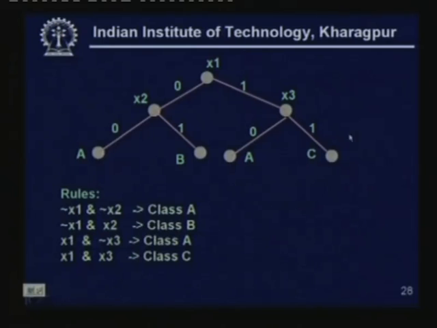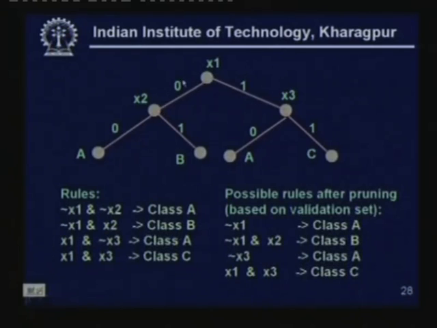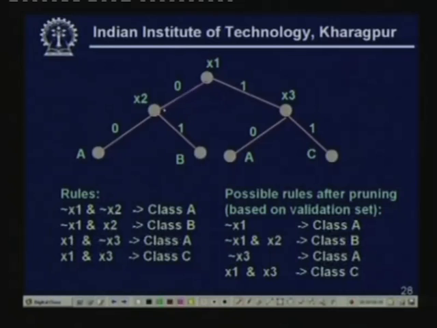Corresponding to this decision tree, we can write out the rules as: not x1 and not x2 implies class A. Also, not x1 and x2 implies class B. x1 and not x3 is class A, x1 and x3 is class C. So, we get this set of rules.